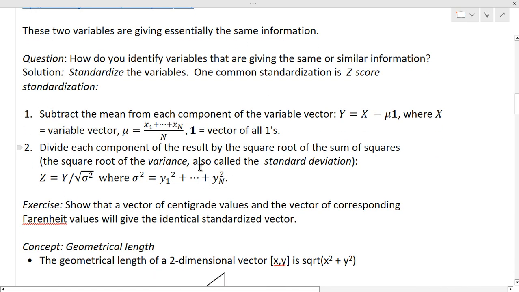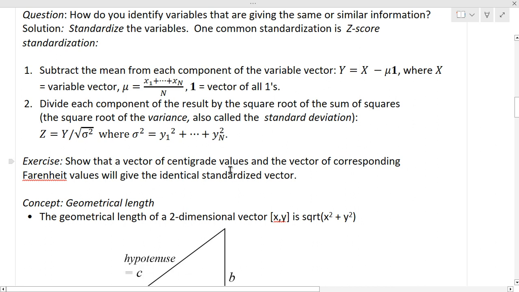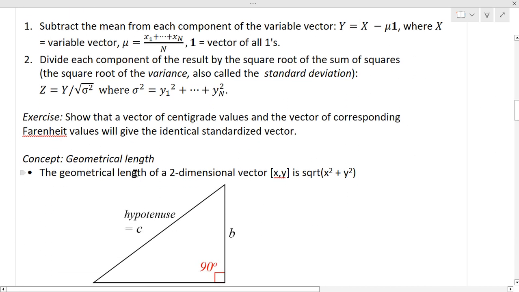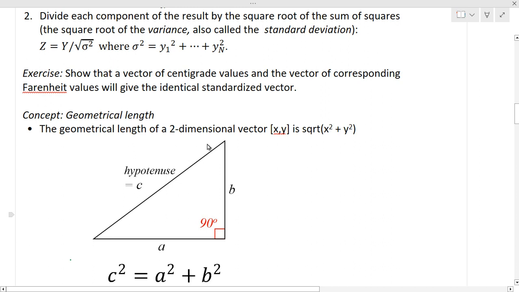So here we have z-score standardization. And I guess I did the exercise for you, but you can actually work out the mathematics that if you have two variables that are linearly related, they will give you identical standardized vectors. All right, now look at this quantity here, sigma squared. This kind of looks familiar from basic math. Sum of squares, you may know something about variance, but even farther back, you have geometry and you have hypotenuse. Hypotenuse is a sum of squares.